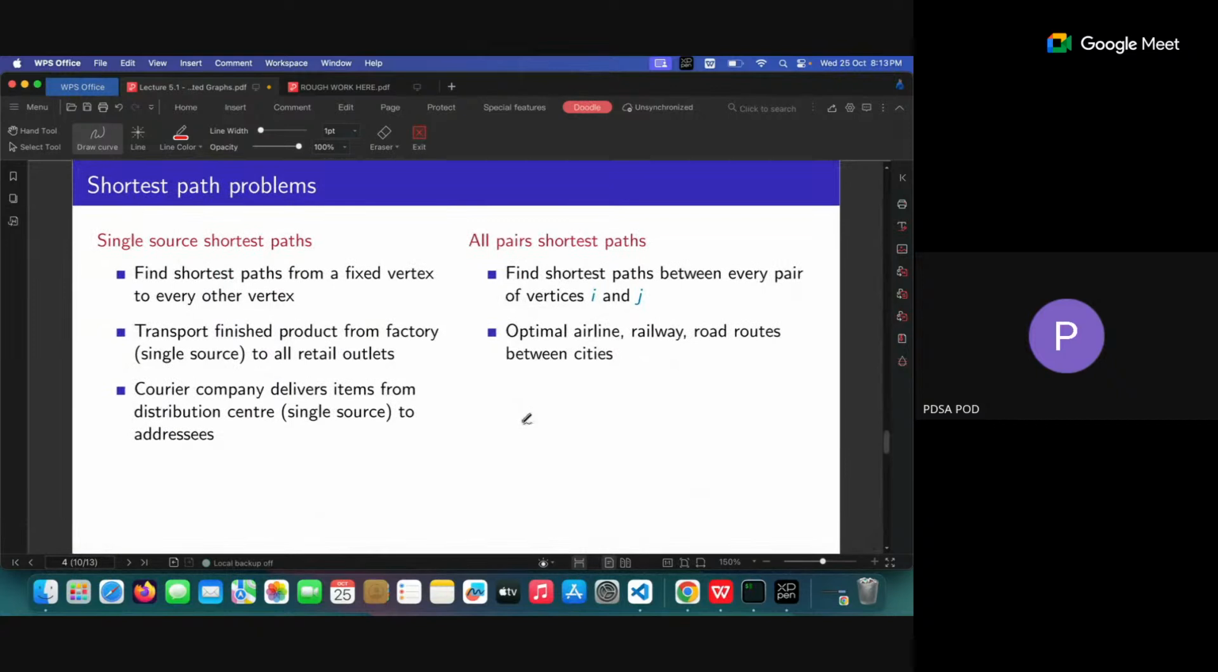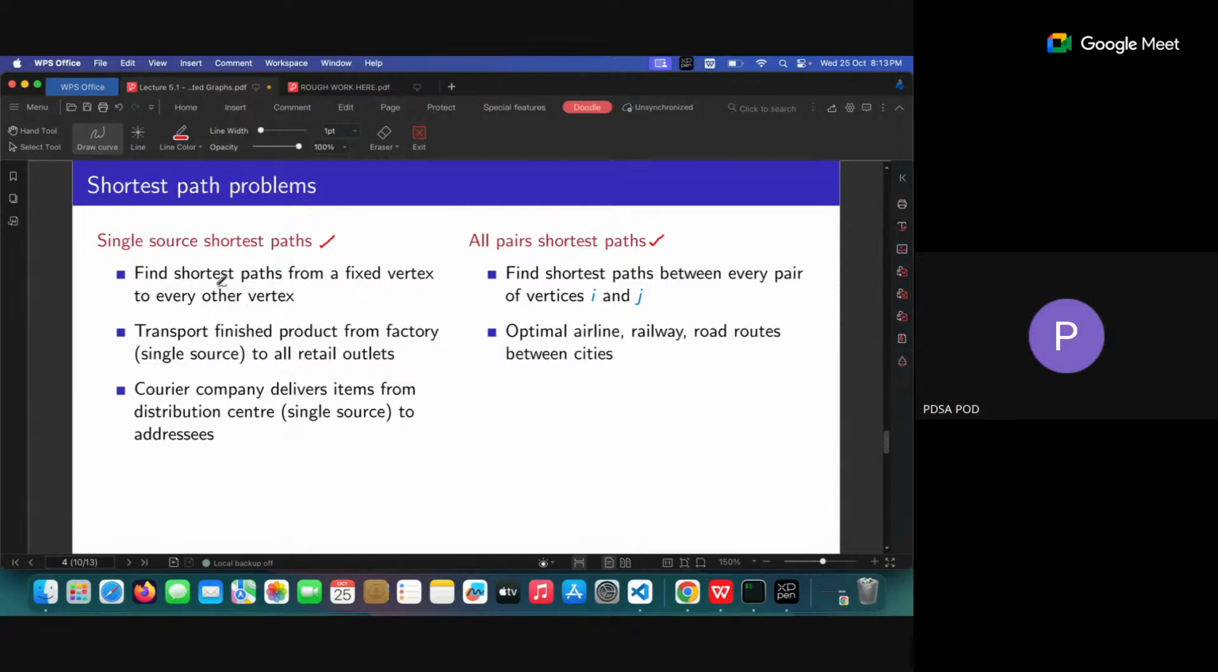The 10th one is okay. We find the shortest path whenever weights are associated, and there are two major categories of it. One is single source shortest path, and the next is all pair shortest path. So for the next 2-3 lectures, we will focus completely on single source shortest path, and then we'll work on all pair shortest path. First we focus on single source shortest path.